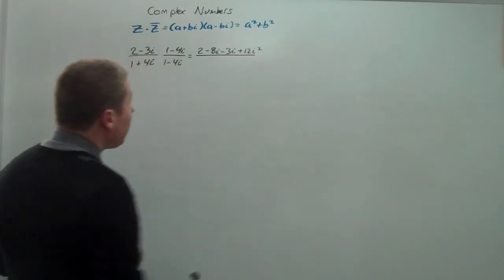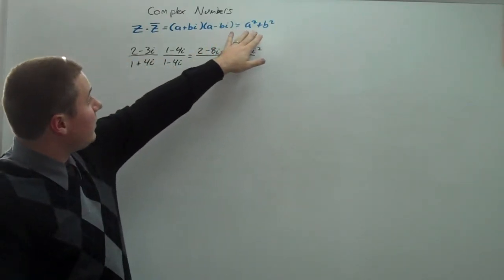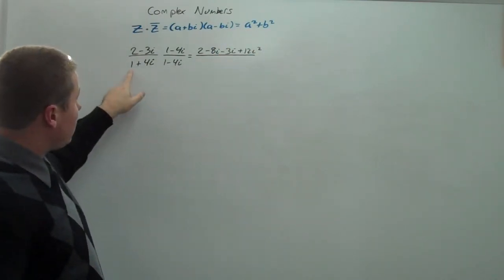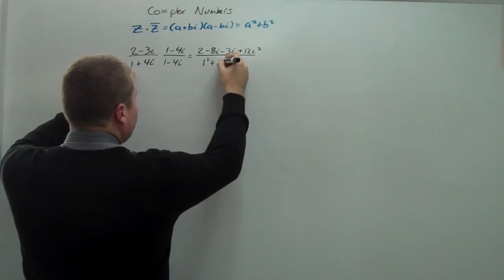All of this, and I'm not going to have to repeat that process for the denominator because I know when I multiply a number times its conjugate, it's this squared plus 4 squared.